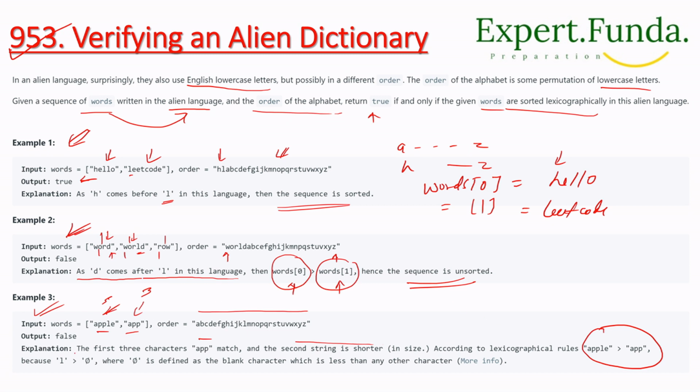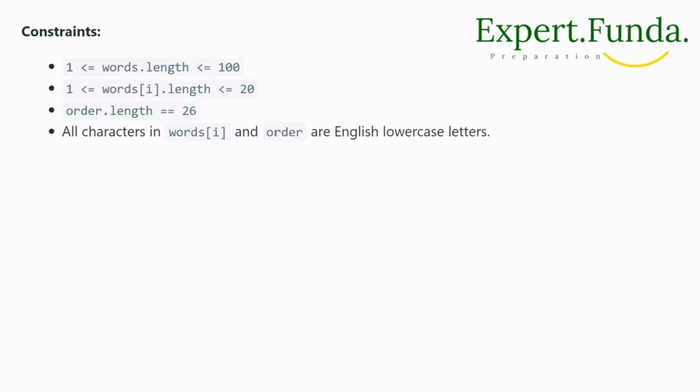And so we can say this is because the blank character is defined as less than any character, correct? And that's why it also fails. So always, what we have to see, length we also have to check. So from these conditions, what we have to understand, the constraints are also given here, right?